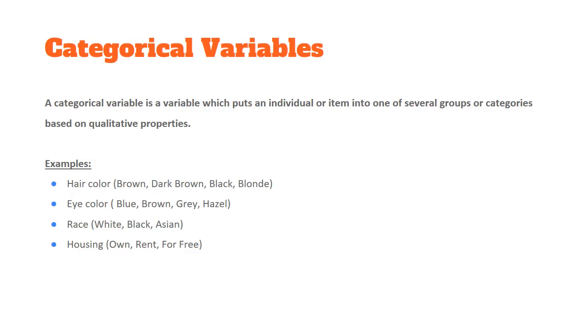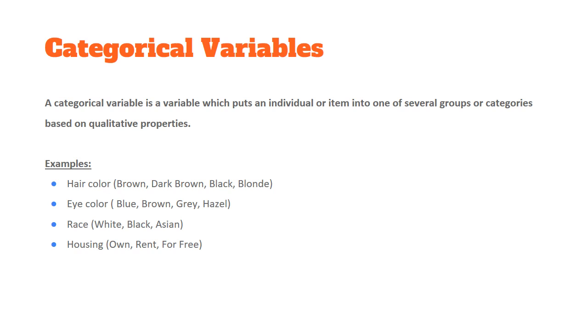A categorical variable is a variable which puts an individual or item into one of several groups or categories based on qualitative properties. An example of a categorical variable would be hair color, which can be categorized into brown, dark brown, black, and blonde.